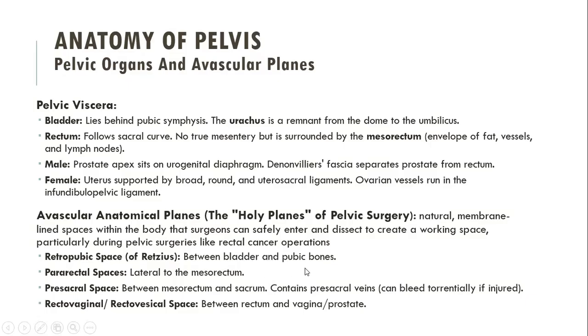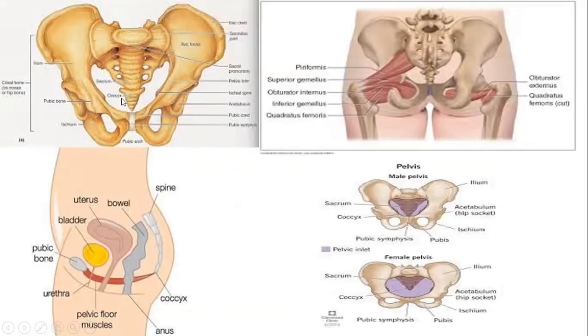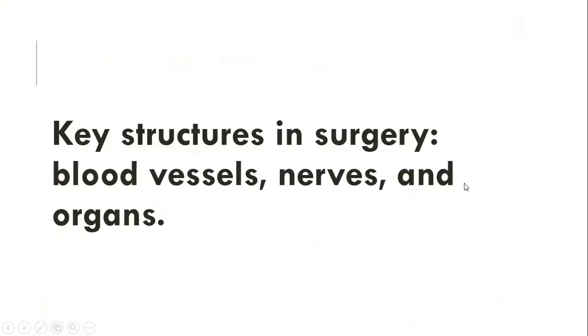Now these are important spaces they can create and perform surgeries in, like the retropubic space of Retzius that is between the bladder and pubic bones, the pararectal spaces that are lateral to the mesorectum, and the presacral space between the mesorectum and sacrum, which contains presacral veins that can bleed torrentially if injured. Rectovaginal or rectovesical spaces are between the rectum and vagina or prostate. So there you see, this is the pelvic anatomy. You see these are the pelvic structures. These are the bones, these are the important organs, and these are the important muscles.